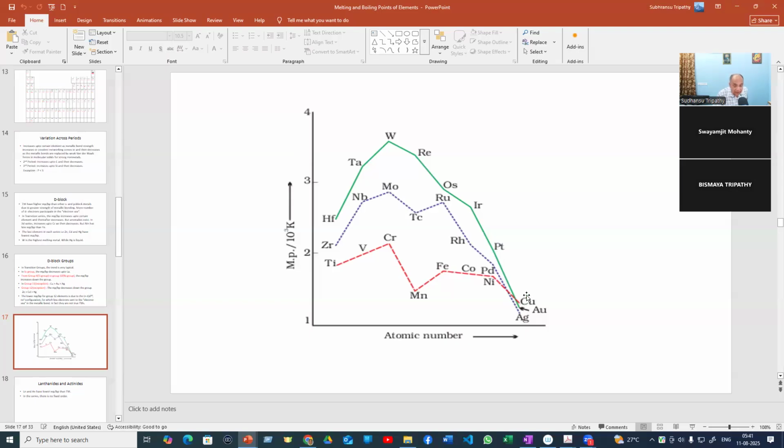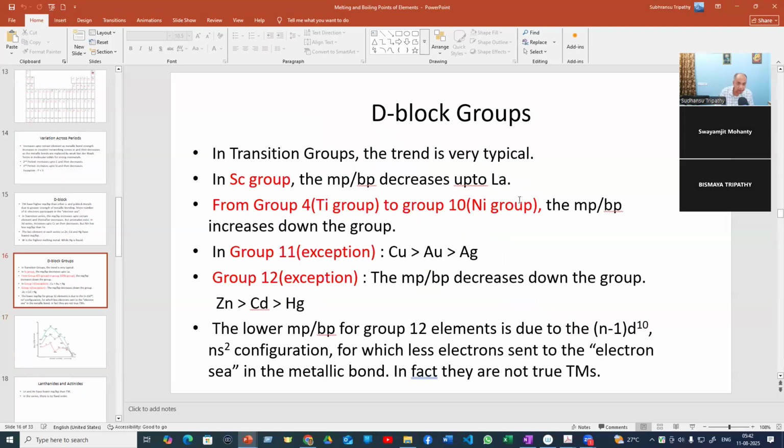Then there is a difference here. Copper, then copper, of course. But if you compare the groups, in a group, copper is the highest, the red one, then gold, then the lowest is silver. This is comparing the three elements in group 11. So these are the two dips you find in transition series 1 and transition series 2. You must draw this diagram, and I have explained everything.